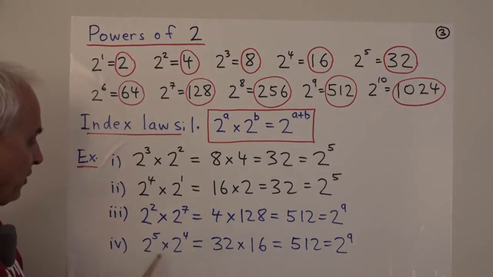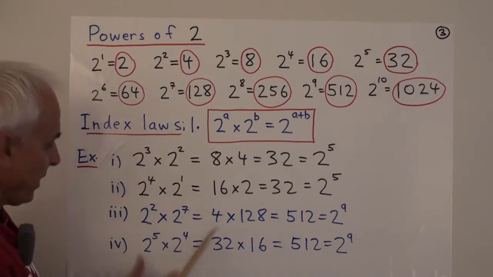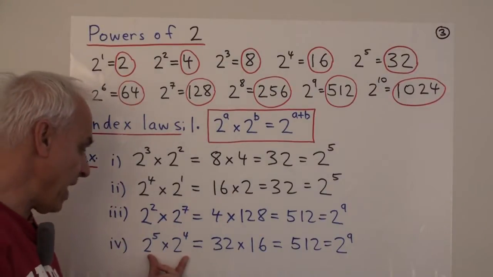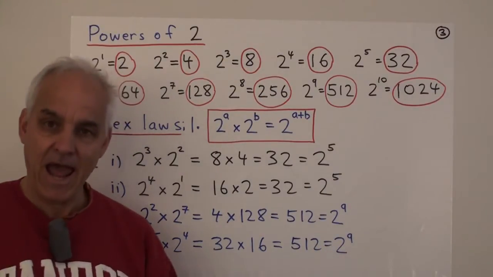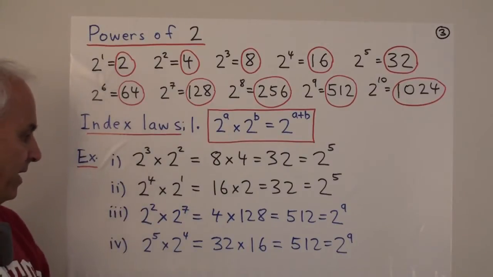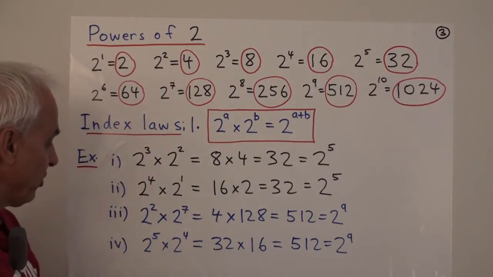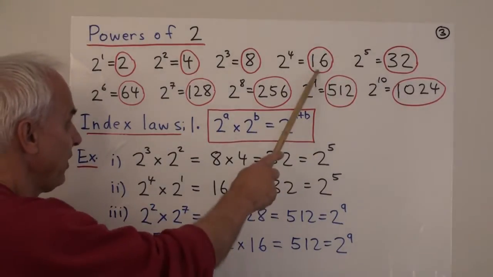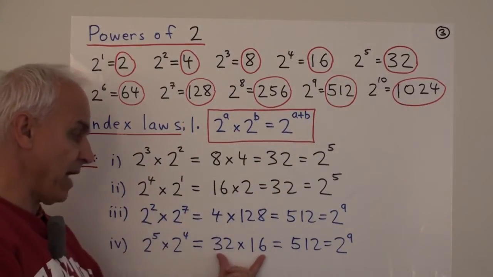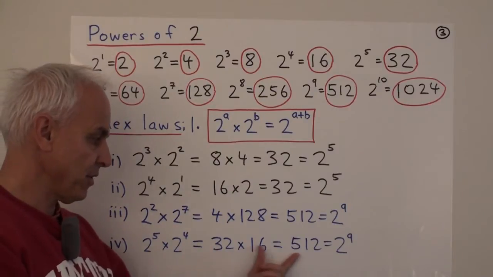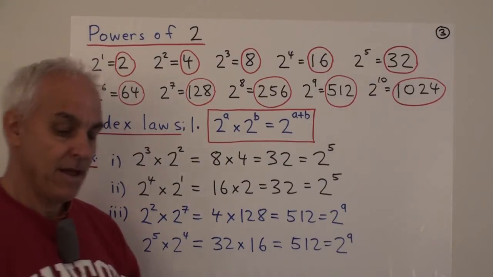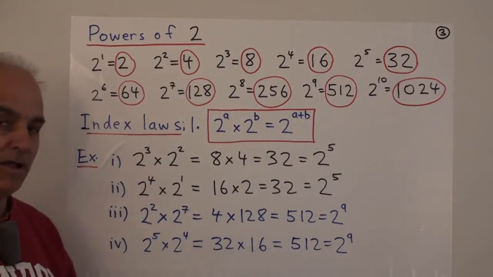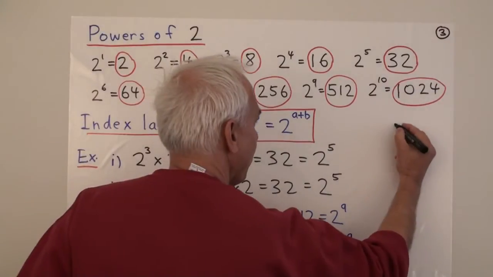And another example, 2 to the 5th times 2 to the 4th. Again, the index law says add the exponents. If you're multiplying the powers, it ends up being the same as adding the exponents. And we can check that it's true. 2 to the 5th is 32. 2 to the 4th is 16. If you multiply those two numbers, you get 512. Let me just check that for us. All right? Let's actually multiply these two numbers over here.